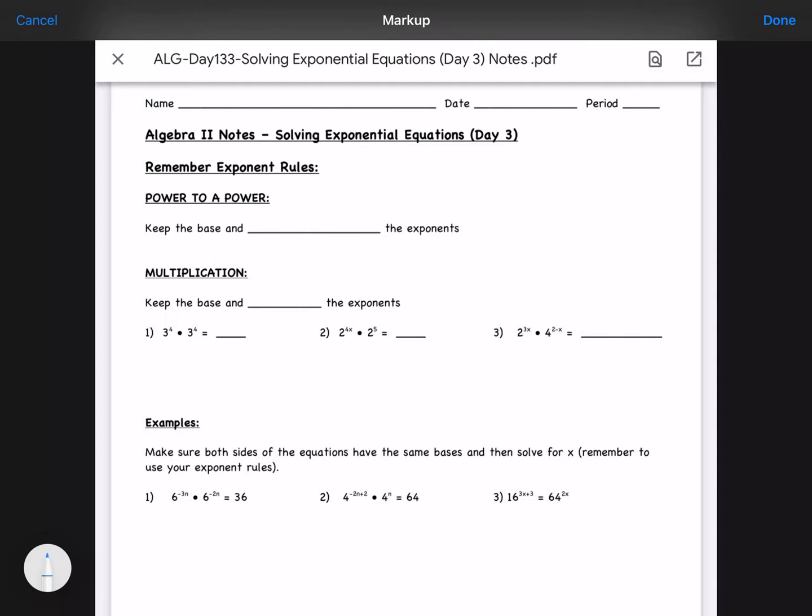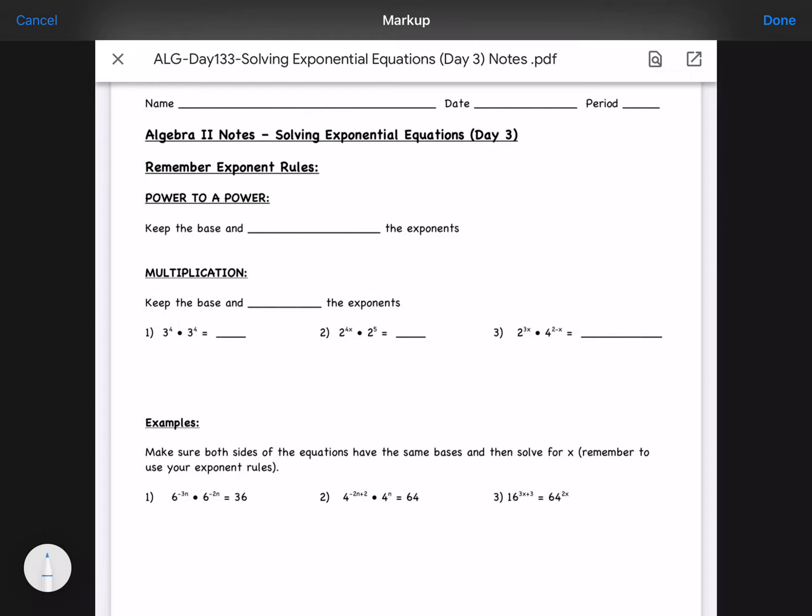All right, we are going to continue learning about solving exponential equations today. This is our third day on the subject, and we're just continuing to add little things so we can do more and more difficult problems. So we just need to remember exponent rules.